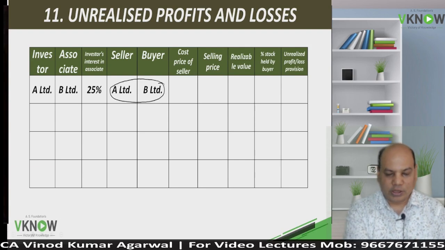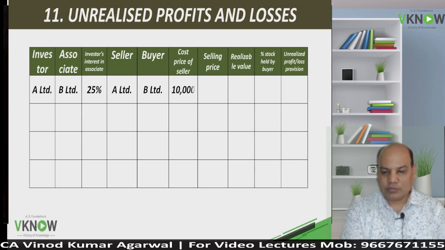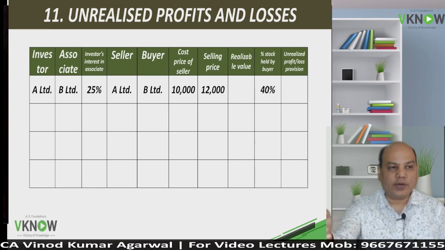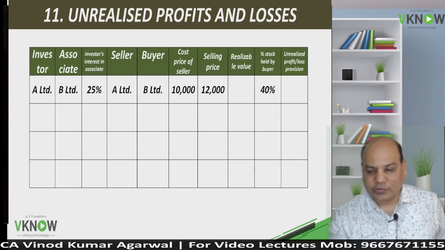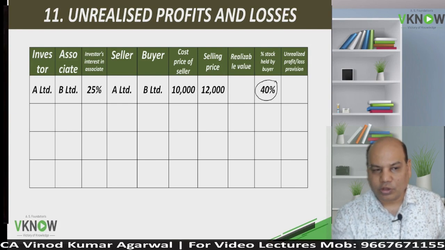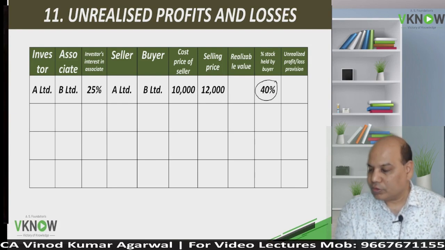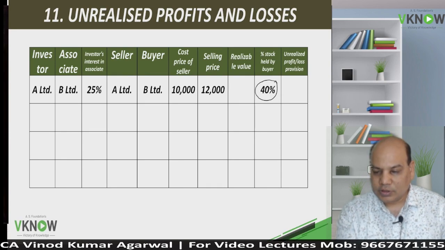Up to this we have printed in the book. Now write down the cost price of the seller 10,000, sold for 12,000. If it is sold for profit, we don't have to check the realizable value. If it is sold for 12,000, which is above the cost, means it is at profit, we don't have to check the realizable value. Now write down percentage stock held by the buyer, 40%. You will have to compute unrealized profit or loss.